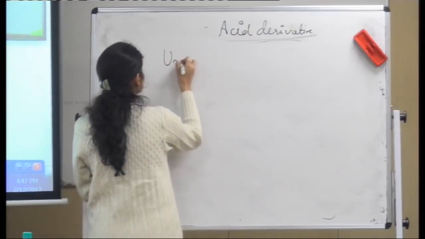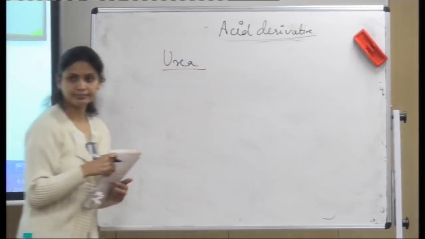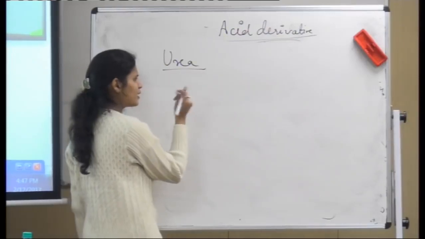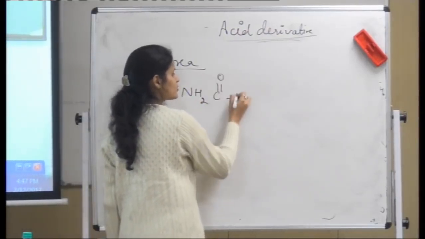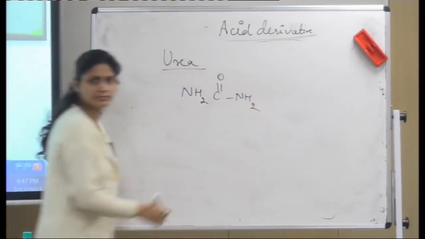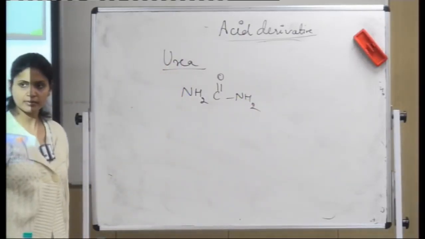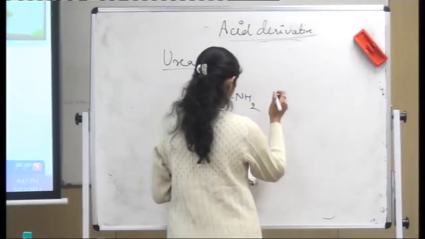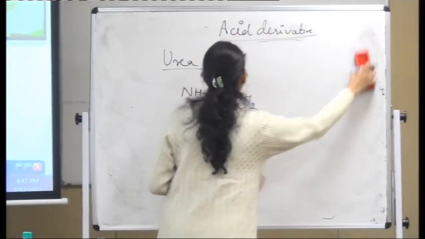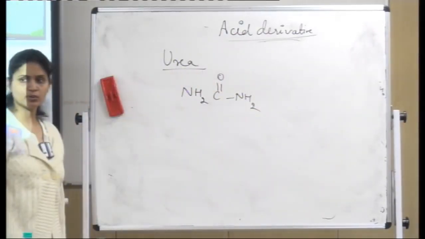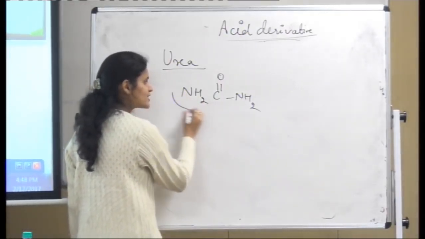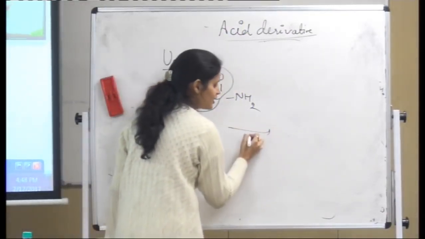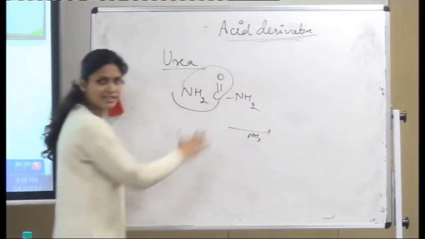Let's consider a compound urea. It is a compound having an amido group, CONH2. This is the compound, right? Suppose I want to prepare this urea. What should I do? I should take something with this type of group and react it with NH3, so I can get this group.